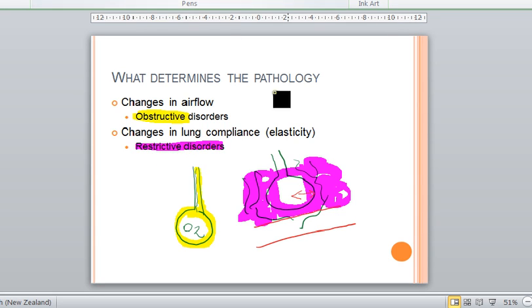So if we think about things like asthma, it's an obstructive disorder, but something like a tumor or a mass, that is a restrictive condition. We'll see some other examples as well.